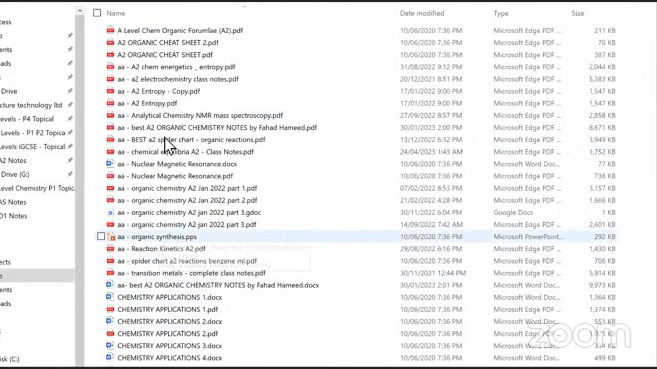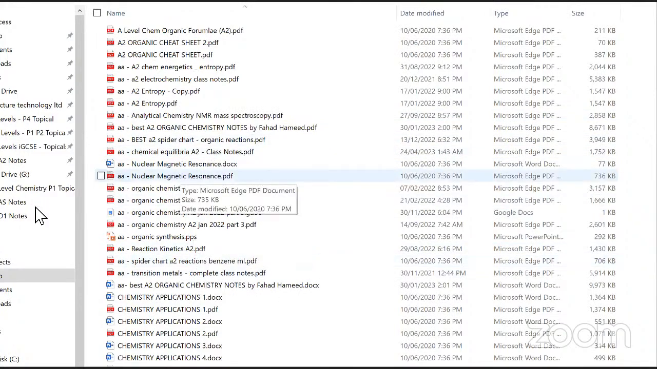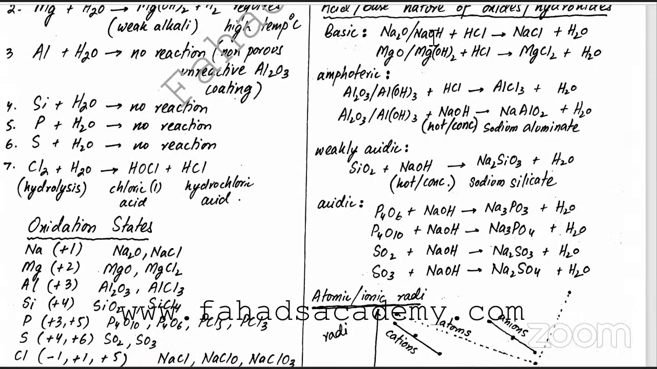The first two are basic, strongly basic. The third one, Al2O3. Sodium oxide and magnesium oxide are basic. They will react with acids. Al2O3 is amphoteric. You should know the equations for both reactions. And the rest of them, non-metal oxides: SiO2 is weakly acidic. The other ones, phosphorus and sulfur, are strongly acidic.